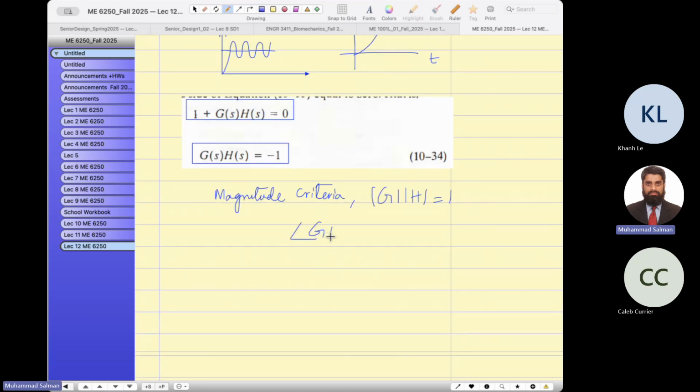The angle criteria is the angle of -1, which means 180 degrees, and it is an odd multiple. So (2k plus 1) is the odd multiple of plus minus 180. You can go from the positive real axis counterclockwise, which is plus, and clockwise, which is negative. So this angle is 180 positive, and this angle is 180 degrees negative. And k values go from 0, 1, 2, and so on.